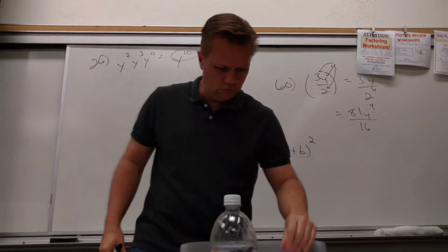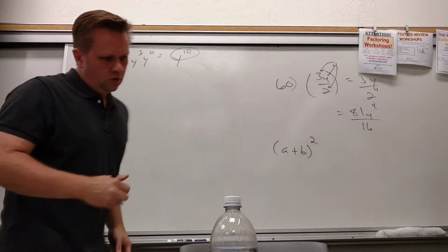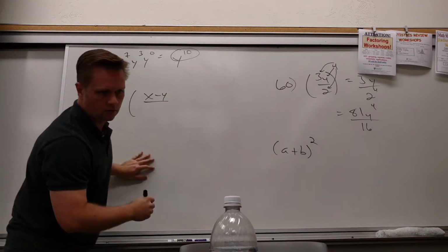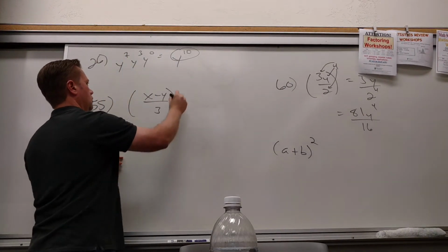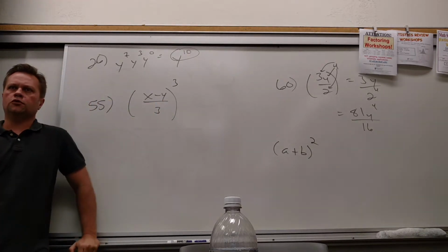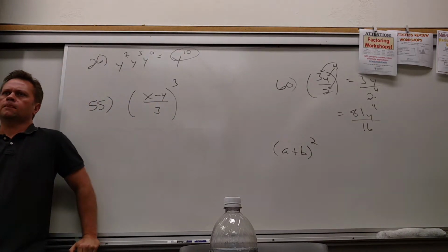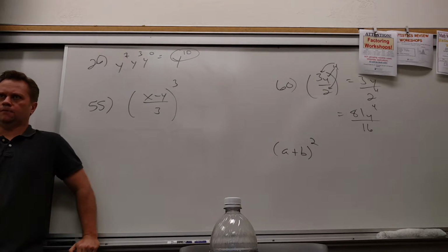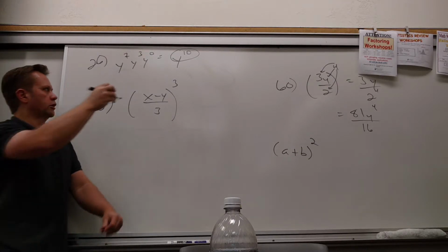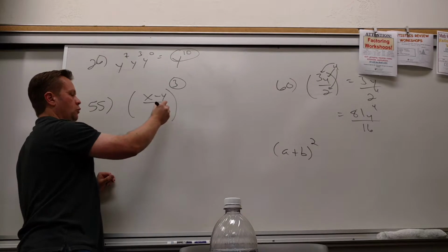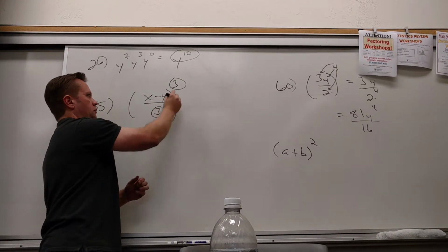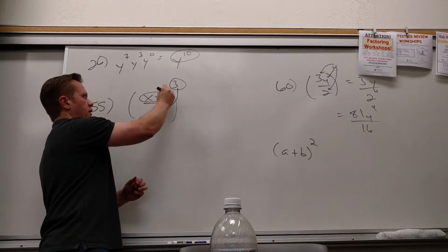Number 55. It's x minus y over 3, to the third. I like it. So what is x minus y? If you knew what x and y were, like if x were 7 and y were 5, for example, it would just be a number, right? x minus y represents a number. So what do I want to raise to the third power? I want to raise 3 to the third power, and I want to raise x minus y to the third power.